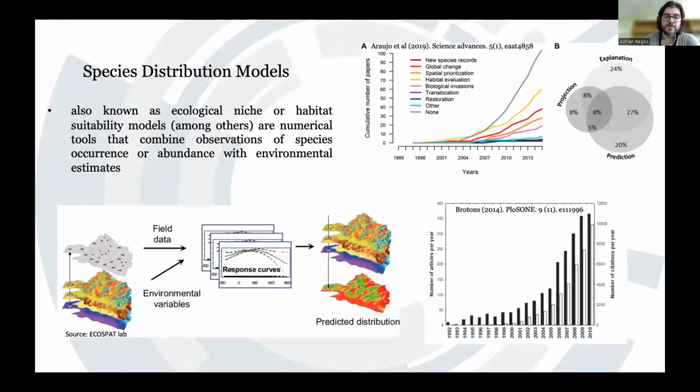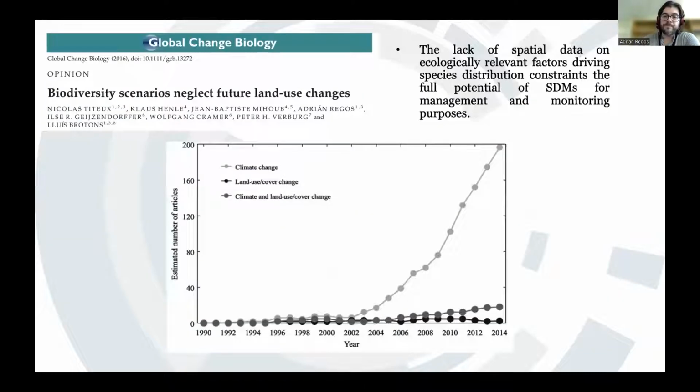and predictions. So species distribution models are one of the main tools used to assess the impact of global change, and also applied with many other applications. So the number of studies using these techniques has exponentially increased. These techniques are basically statistical correlations between the observations of the species with environmental variables.